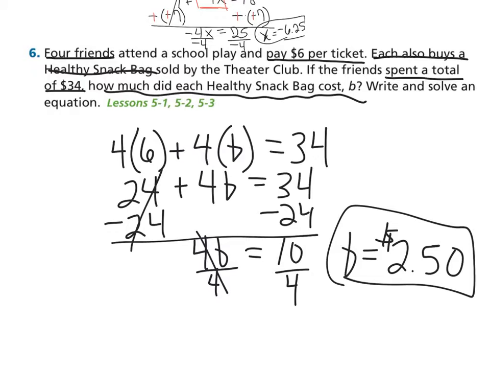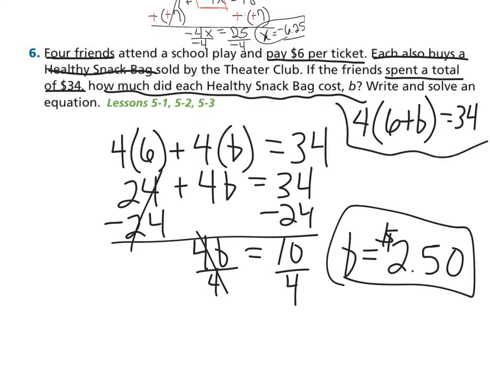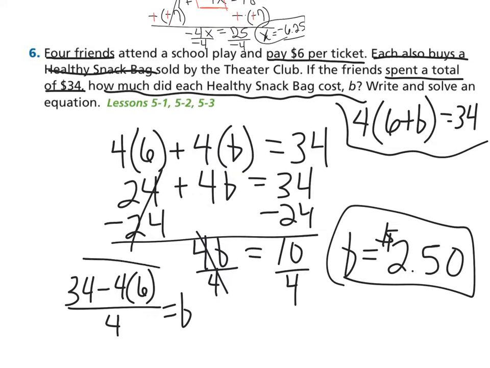Again, there are other different ways that we could write an equation. One option: we could have in parentheses 6 plus b, 4 times the quantity 6 plus b equals 34. Or another way, you could have 34 minus 4 times 6, take that answer divided by 4 would be the cost of one bag. So those would be some other ways that we could write our equation.